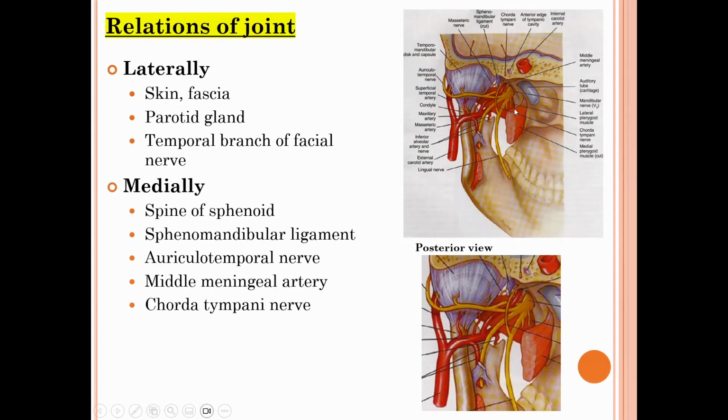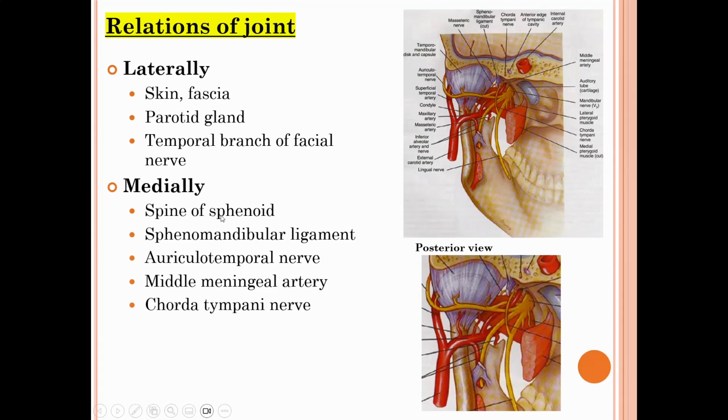Now laterally, if you are able to see the joint here, what is present outside? Skin, fascia, parotid gland and the temporal branch of the facial nerve, whatever you have seen during the dissection of the parotid gland. And medially, there are all these structures.